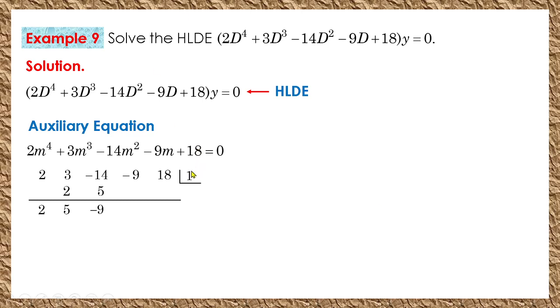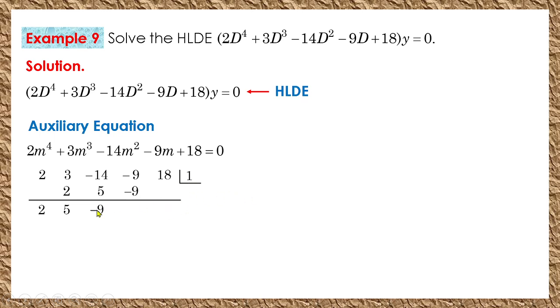Let's say 1. How did I get 1? I tried it. I substituted it to m. So, 2 times 1 plus 3 times 1, that is 5. Minus 14 times 1, that is negative 9. Then negative 9 times 1, negative 18. Plus 18, 0. So, this will work. This will really work, no? It will give a remainder of 0 later.